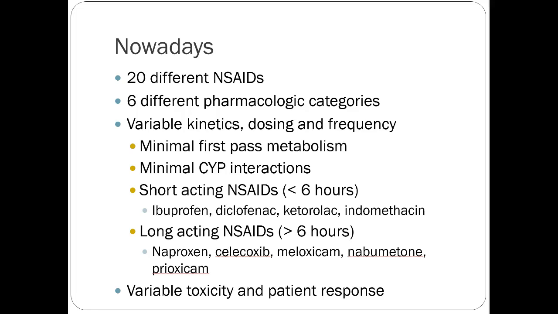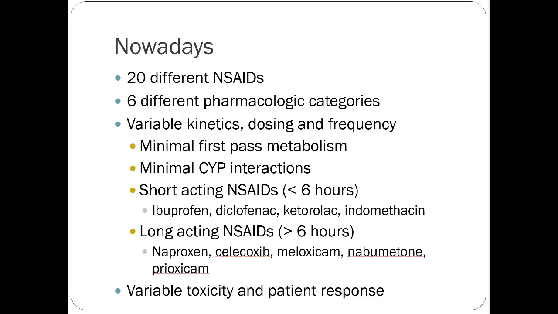Most NSAIDs have very minimal first pass metabolism and minimal CYP interactions, so it's nice they don't really interact with the liver. Short-acting NSAIDs, I put the more common ones in here, so like ibuprofen, diclofenac, ketorolac, indomethacin are all less than 6 hours. So you'd think those fall in that QID dosing range or Q6 hours dosing range. Long-acting NSAIDs would be naproxen, celecoxib, meloxicam. Those ones are usually twice daily or in some cases once a day dosed.